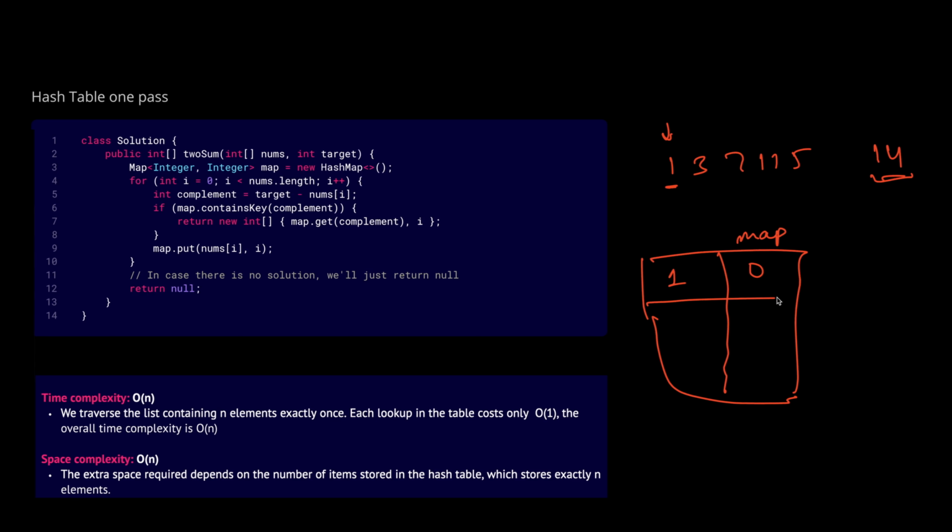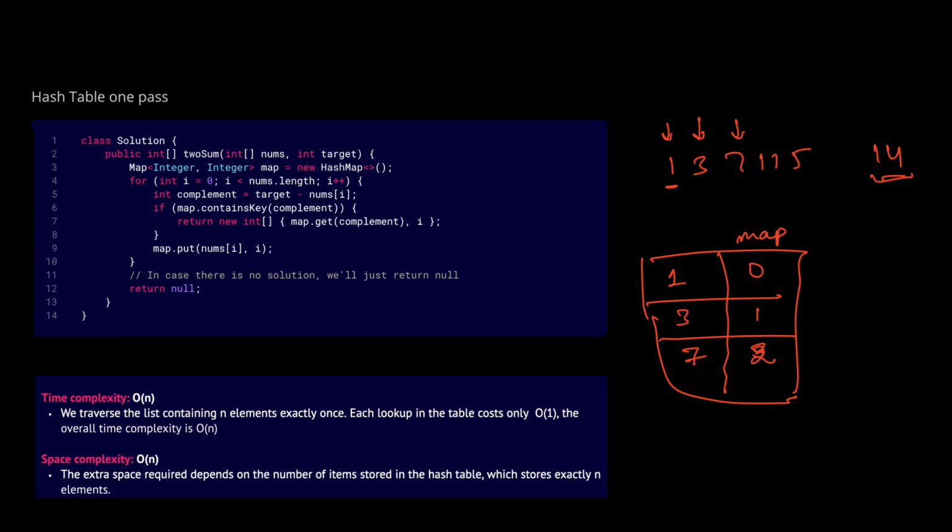Now we go to the second element and see 14 minus 3, which is 11. Do we have 11 in the map? No, so we ignore it and just store the index of 3. Let's move on to 7. We compute 14 minus 7, which is 7, but we also need to make sure the indices are not the same, because we cannot reuse the exact same element twice. We don't find 7 in the hash map because it was not there yet, so we add it now.